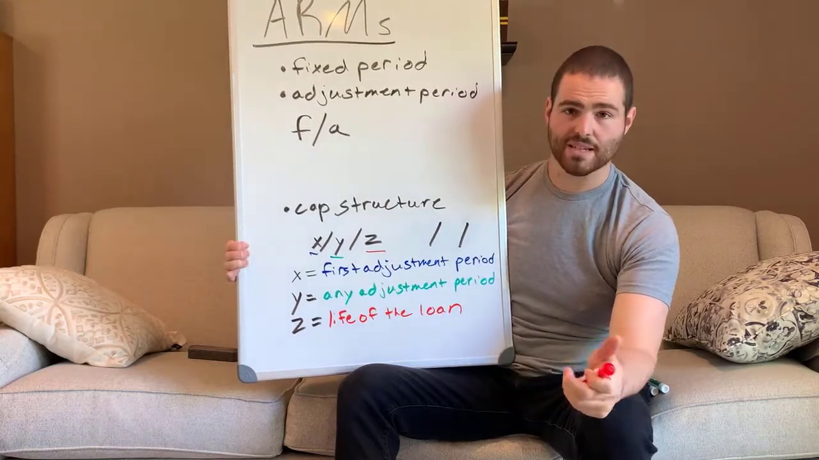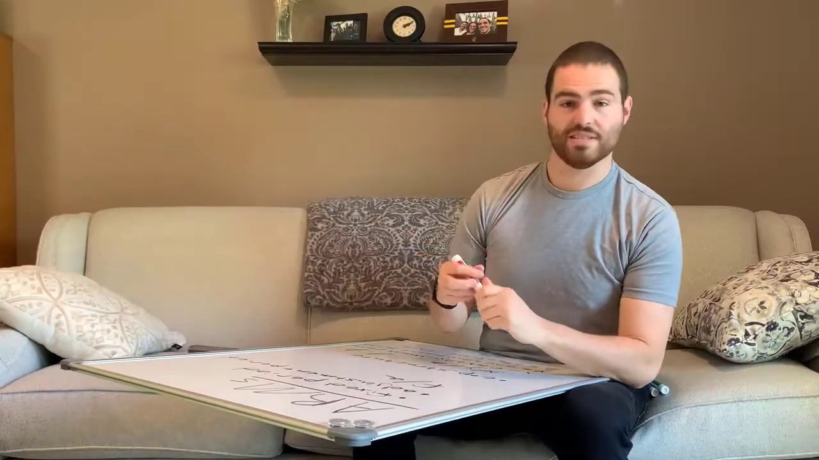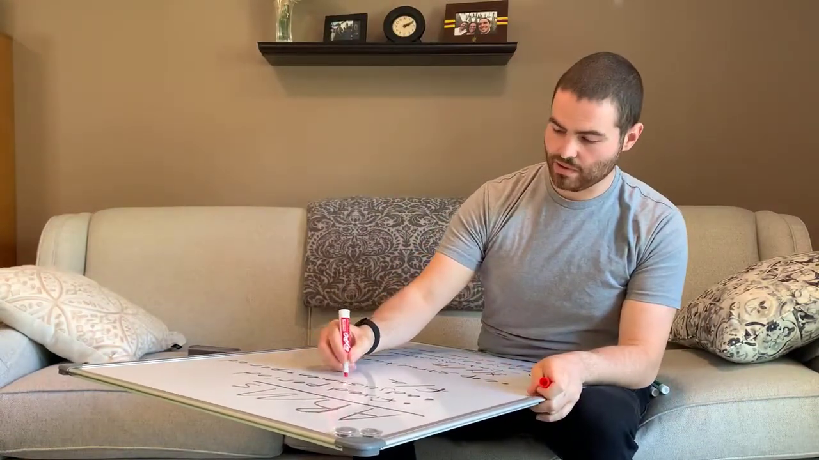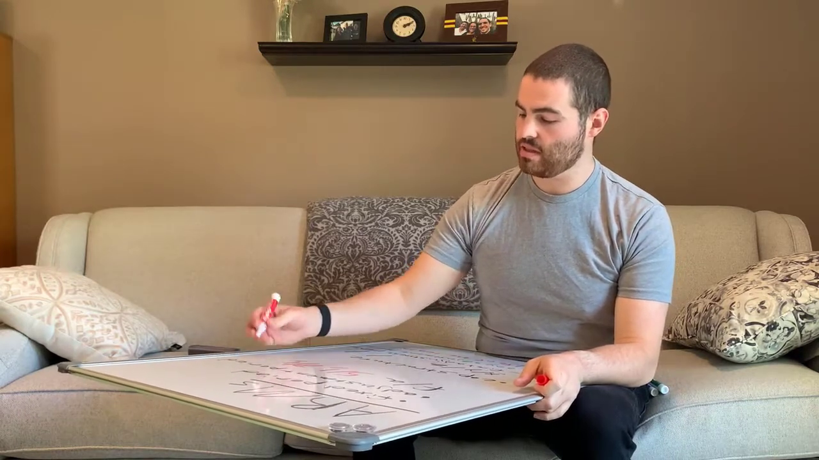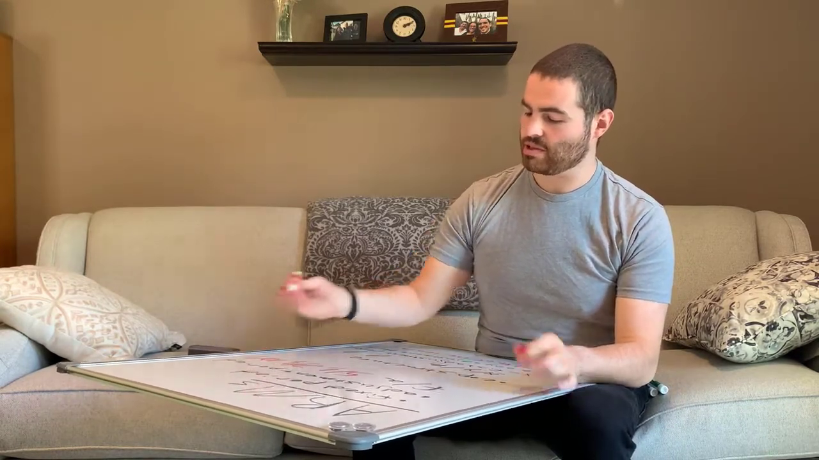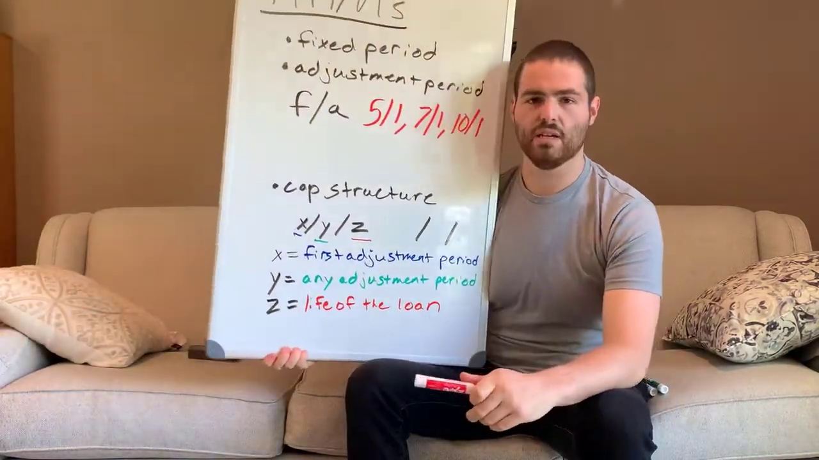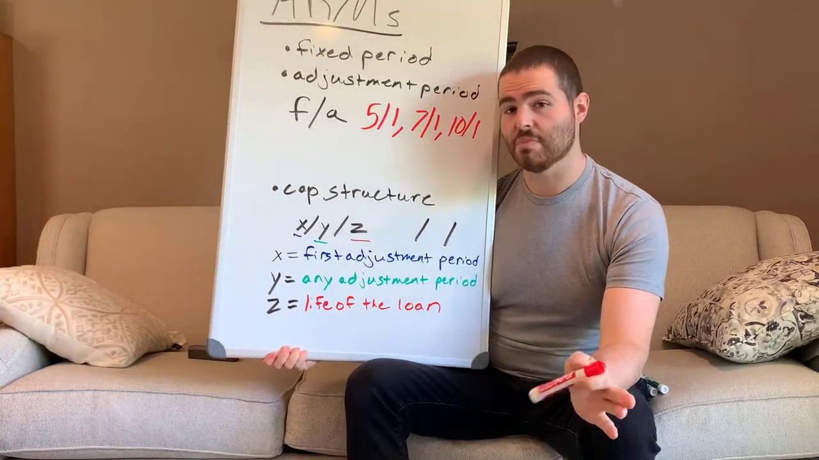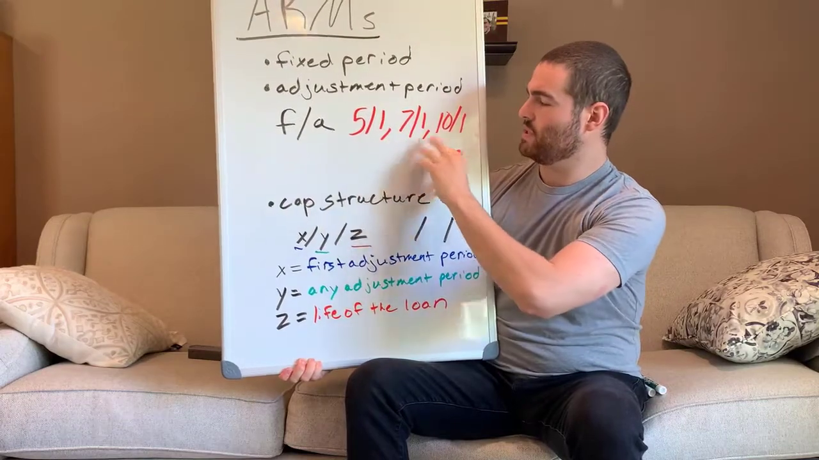So some common examples you might see would be 5/1 ARMs, 7/1 ARMs, 10/1 ARMs. You will see some with different adjustment periods. I know that especially on the residential side, you did see, and maybe still see, some 6-month adjustment periods and stuff like that. I'm not entirely up to date on that side as much as I should be. But some common examples are a 5/1, a 7/1, and a 10/1.